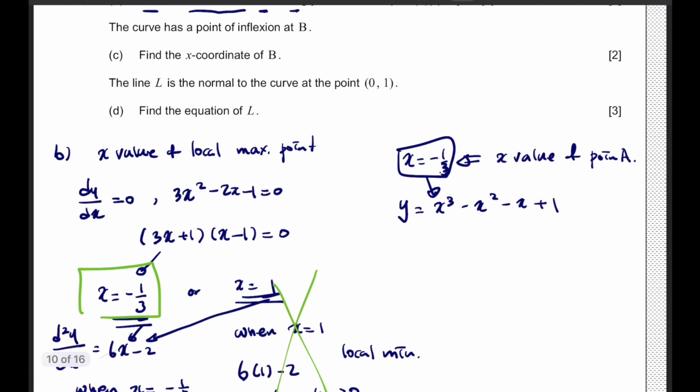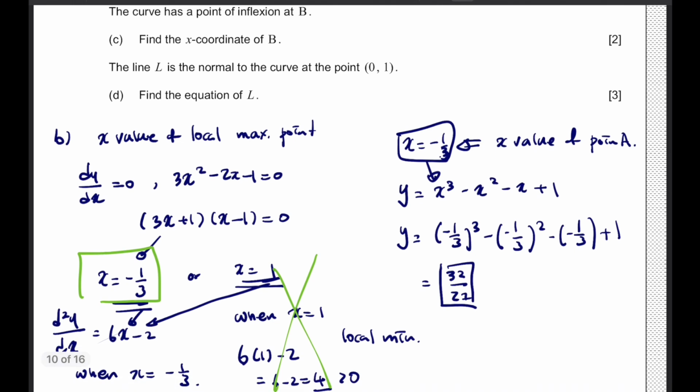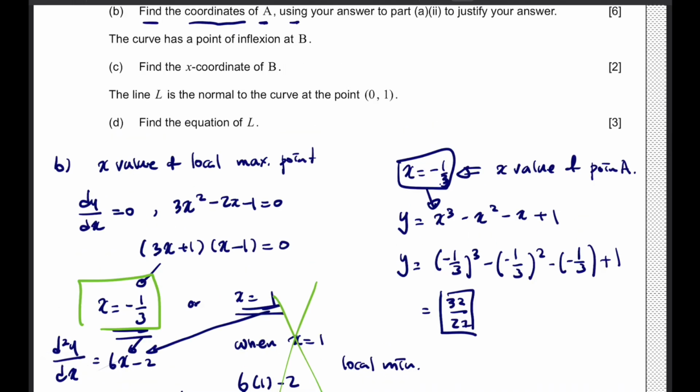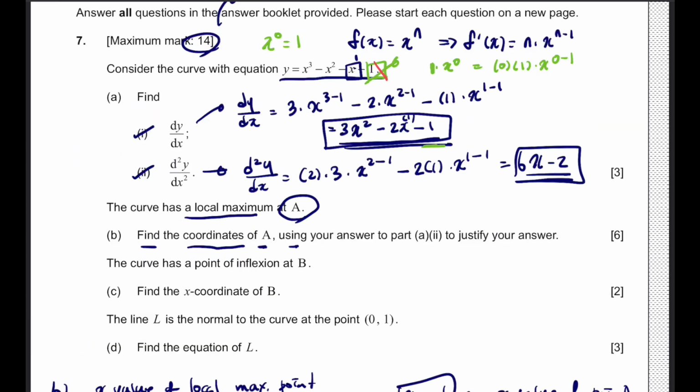Okay, so when you substitute negative 1 over 3 into our equation, like this, we get y value equals 32 over 27. Okay, so we can identify the coordinates of point A as negative 1 over 3, comma 32 over 27. Okay, then now let's try questions C and D.